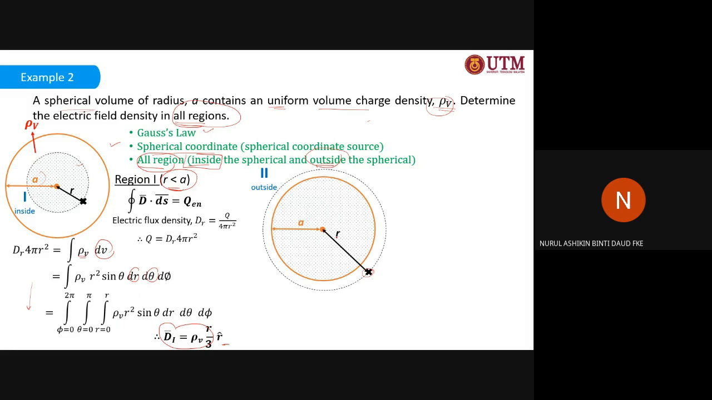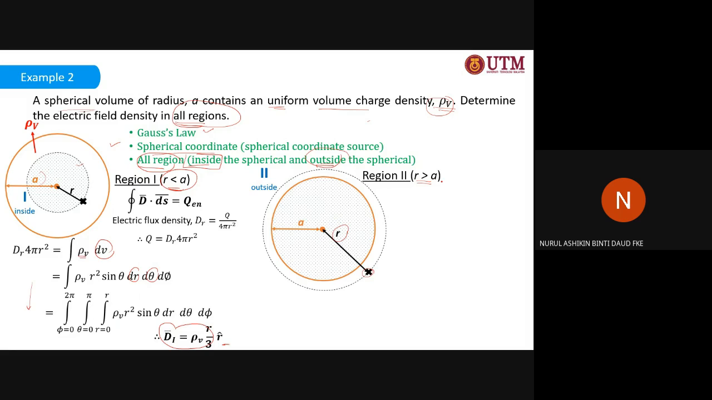So now I make the radius from the center to the Gaussian profile as r as well. However, there are conditions or limitations, there are rules for this method. Here, r should be larger than a. This calculation will not be applicable if r is less than a. So if r is less than a, it will be inside the sphere.